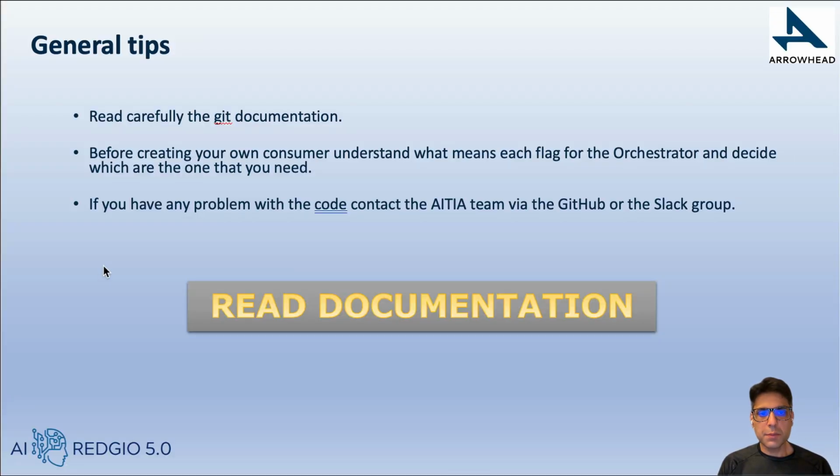These are just some general tips for deploying a consumer or a provider system: read carefully the Git documentation before creating your own consumer. Understand what each flag for the orchestration means and decide which are the ones that you need. And if you have any problem with the code, contact the Arrowhead or AITI team via GitHub or the Slack groups.